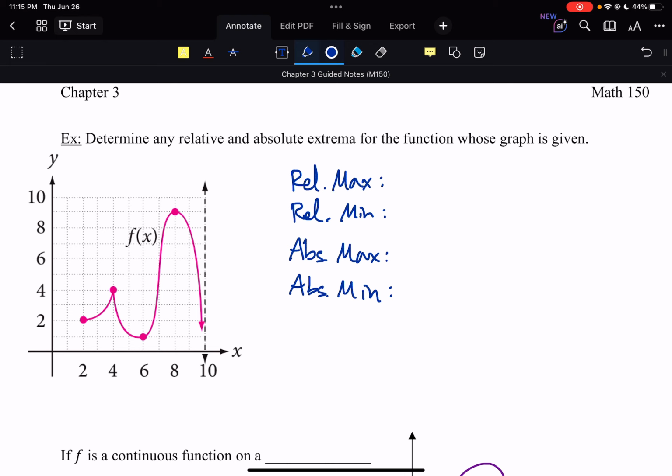So let's see here. For relative maximum, we're looking at this point, right? It goes increasing to decreasing. And this point, increasing to decreasing, like that. So we're going to have the point (4, 4) and the point (8, 9).